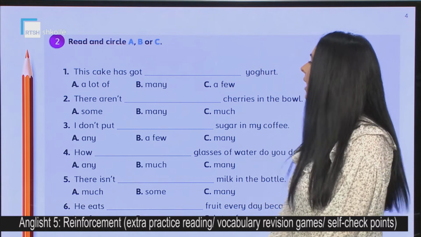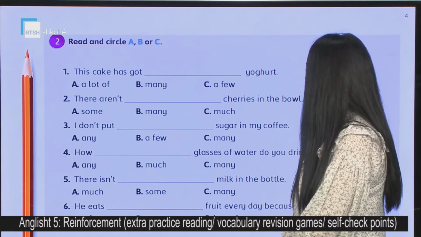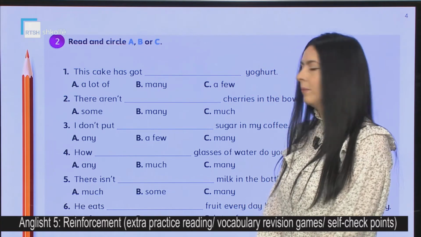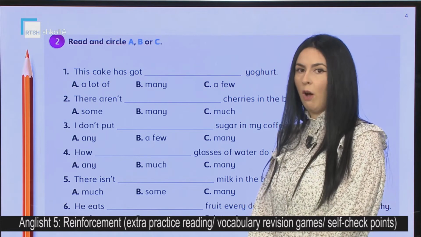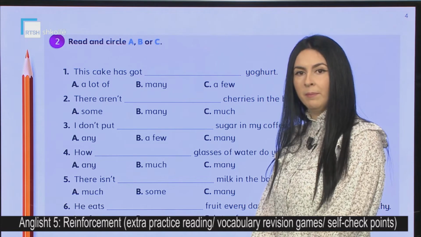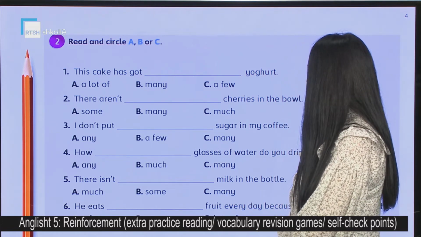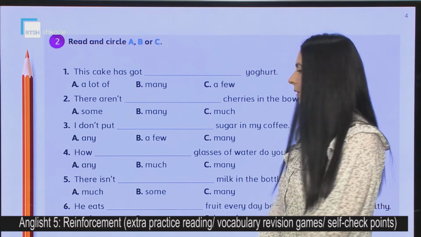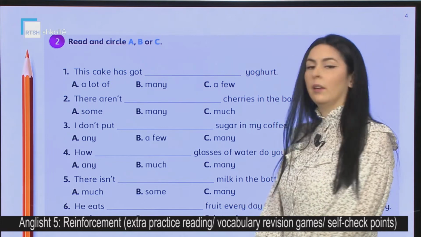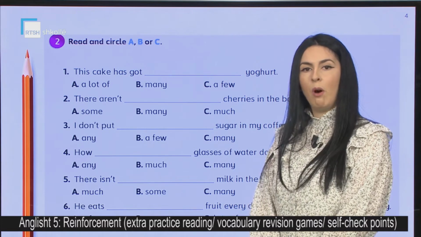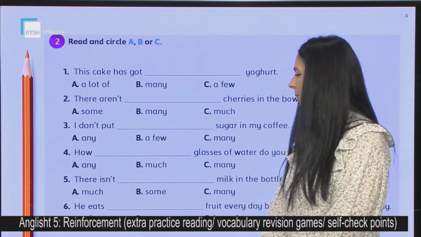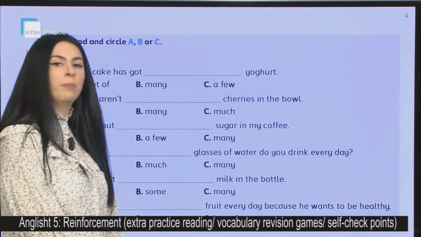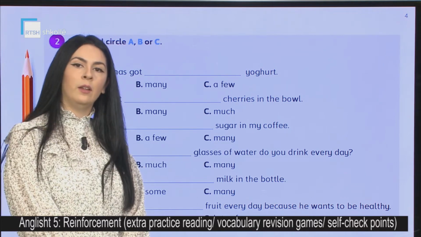Let's continue with the second one. There aren't cherries in the bowl. Some, many or much. The third sentence, I don't put sugar in my coffee. Any, a few or many. How glasses of water do you drink every day? Any, much or many. The fifth sentence, there isn't milk in the bottle. Much, some or many. And the last sentence, he eats fruit every day because he wants to be healthy. The alternatives are a few, many, and lots of.